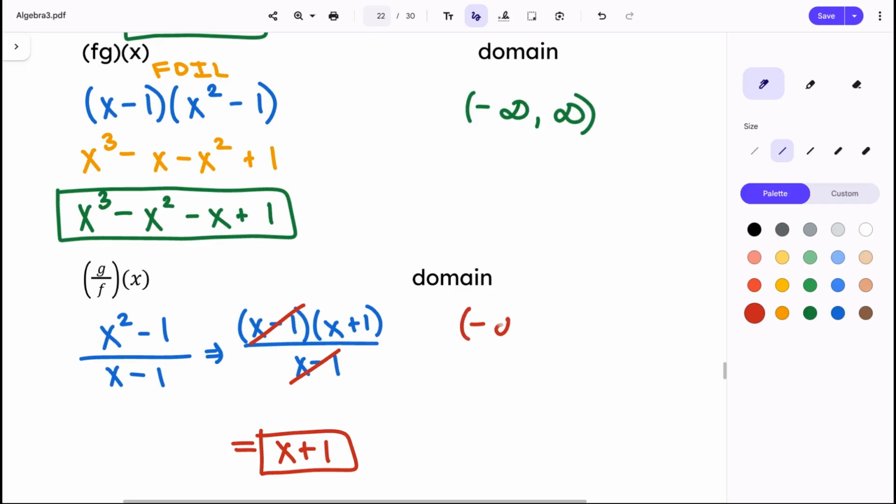Negative infinity to negative 1. Should be positive, right? Because it's x minus 1 equals 0. So the only number it can't be is 1. So it'd be negative infinity to 1, and then what? 1. Good. You got it.